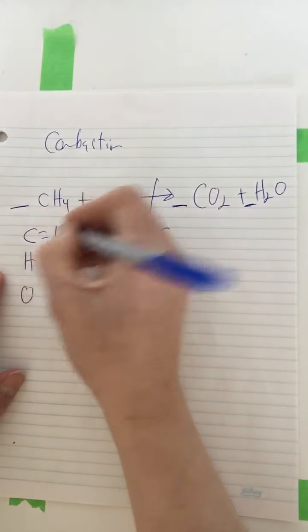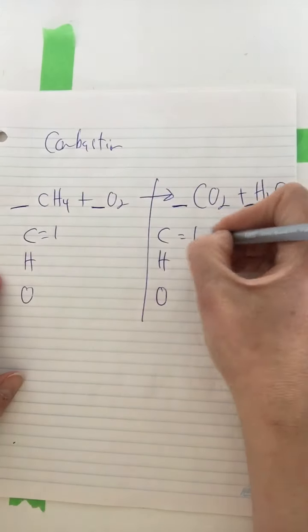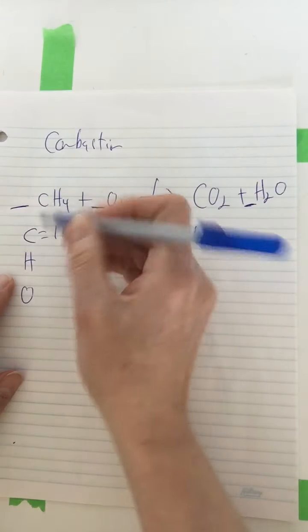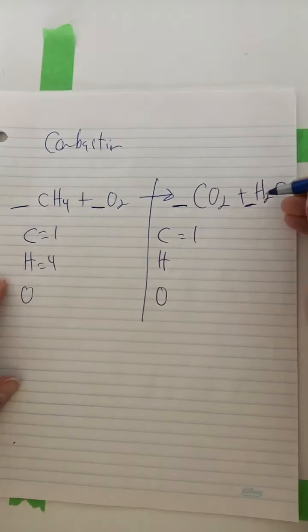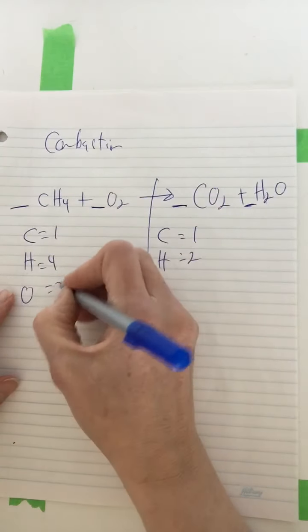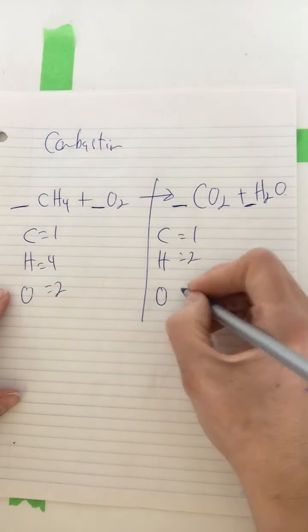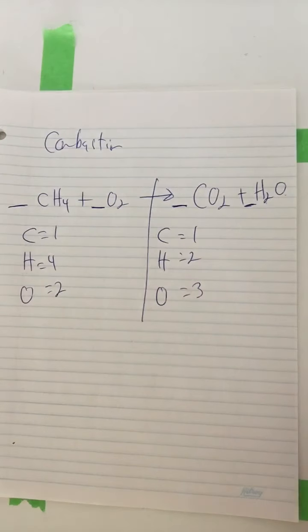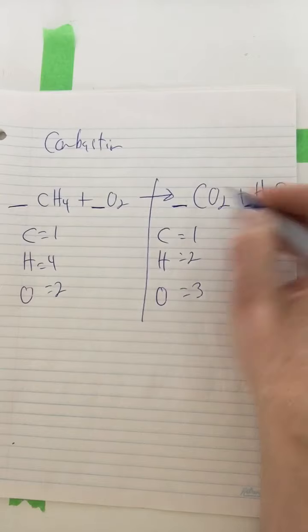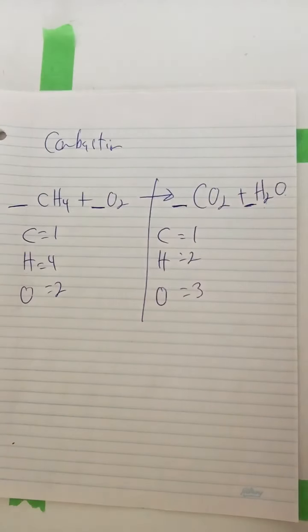On this side I got one carbon, on this side I've got one carbon. That was easy. This side I've got 4 hydrogen. On this side I've got 2 hydrogen. On this side I've got 2 oxygen. On this side, 1, 2, 1, 2, 3. I've got 3. All right. What do I do here? Oh, sorry. I've got 2 hydrogen here and 4 here. Okay, yeah. So let's leave oxygen to the last.